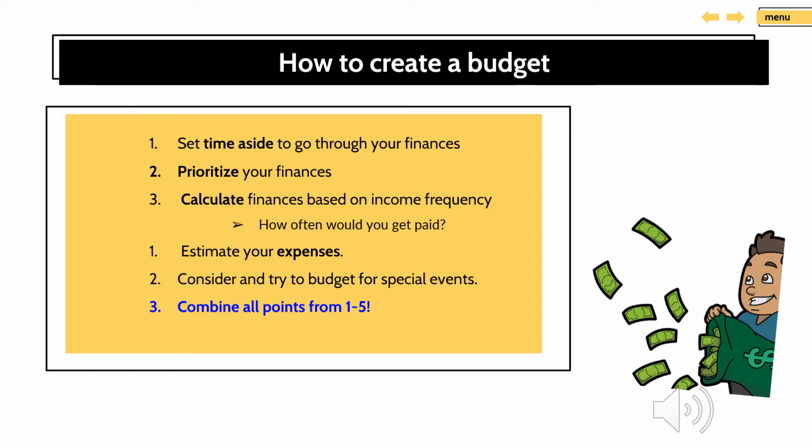2. Prioritize your finances. Figure out what expenses in your life are the most important and give those the highest priority. 3. Calculate expenses based on income frequency. This means, how often do you get paid? Some people are paid bi-weekly, while others are paid once a month, so you need to adjust your budget to that frequency of income.